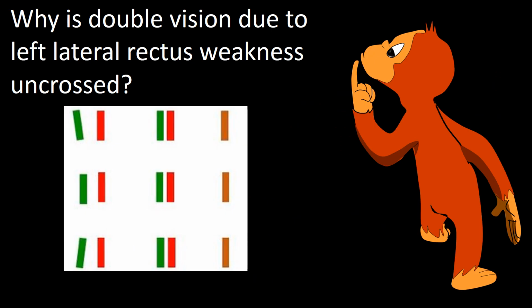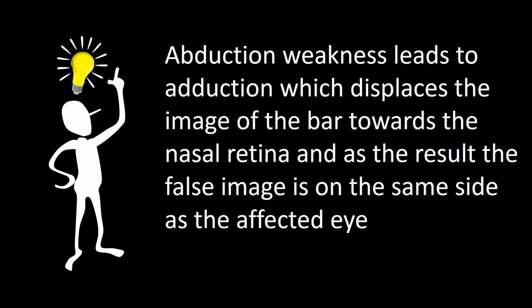So the answer to this question, why is double vision due to left lateral rectus weakness uncrossed, is because abduction weakness brings about adduction, which displaces the image of the bar towards the nasal retina, and as the result, the false image is on the same side as the affected eye.